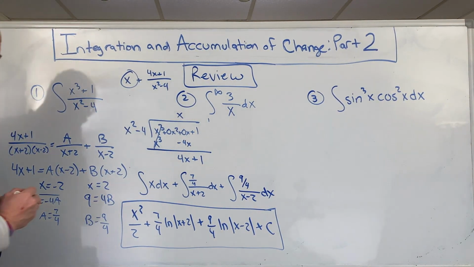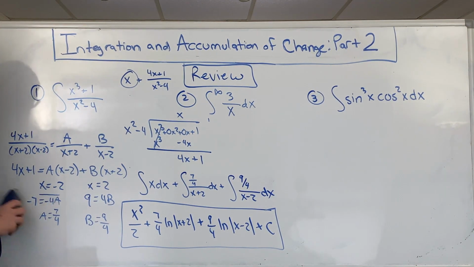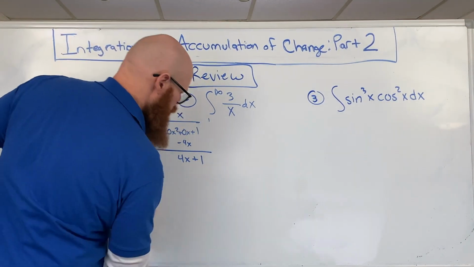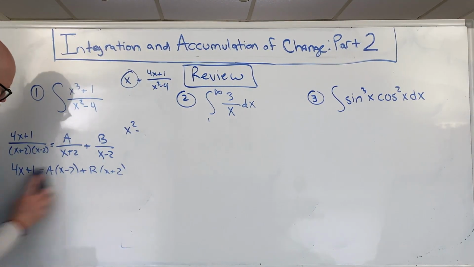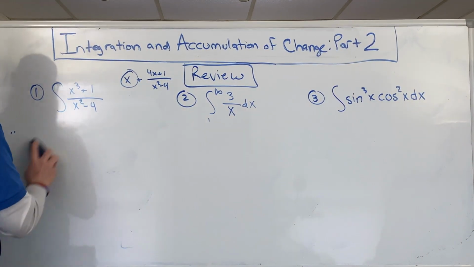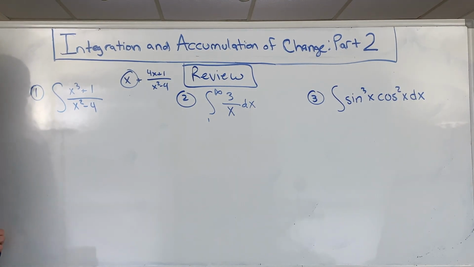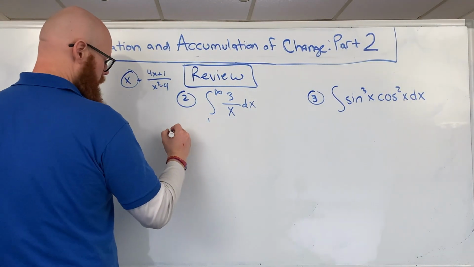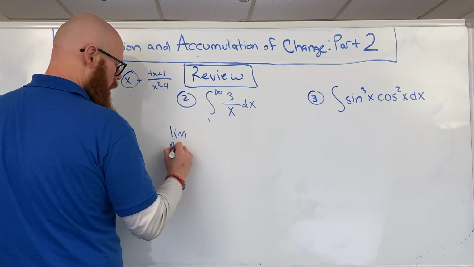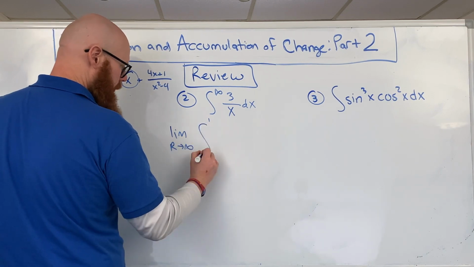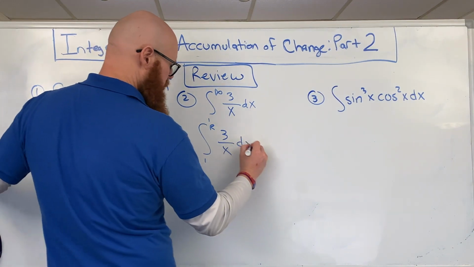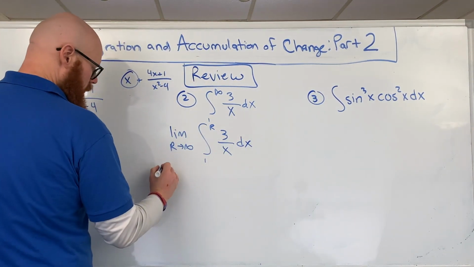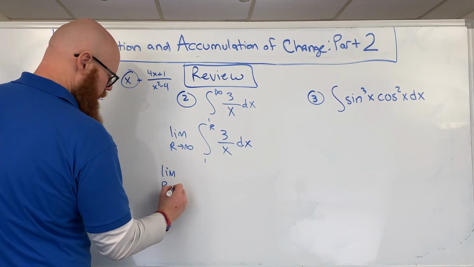I'm actually going to erase this because I went into that space. Number 2, we see an infinity. So an infinity is just going to tell us that it's an improper integral. So what I want to do is take the limit as r goes to infinity and make it the integral from 1 to r of 3 over x dx.